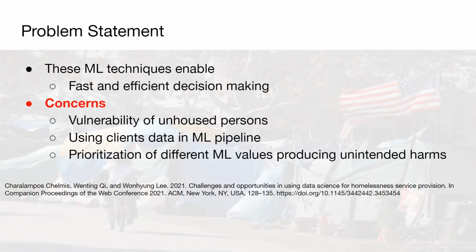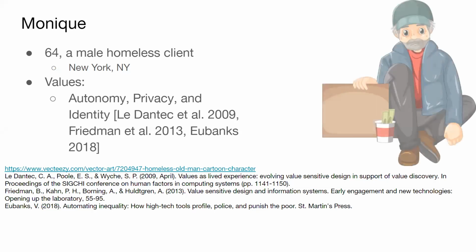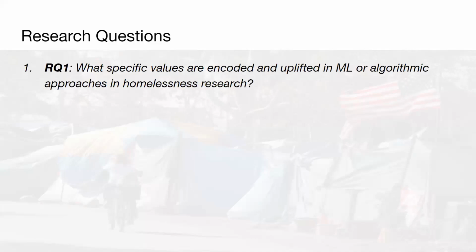However, they raise increasing concern because unhoused persons are vulnerable and prioritization of different ML values can cause unintended harms and consequences. Meet Monique, who is 64, a male homeless client from New York City. His values include autonomy, privacy, and identity. However, we are unaware of what values are encoded in ML homelessness service provision research that are developed to support unhoused clients like Monique.